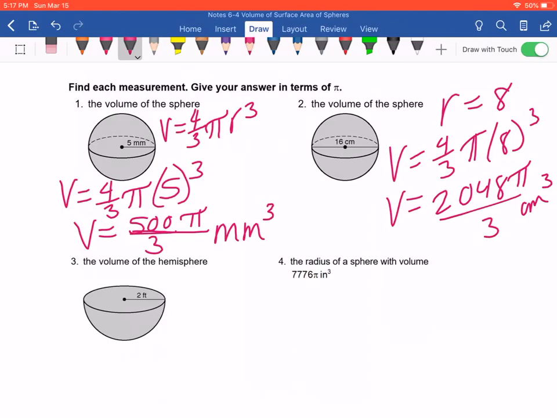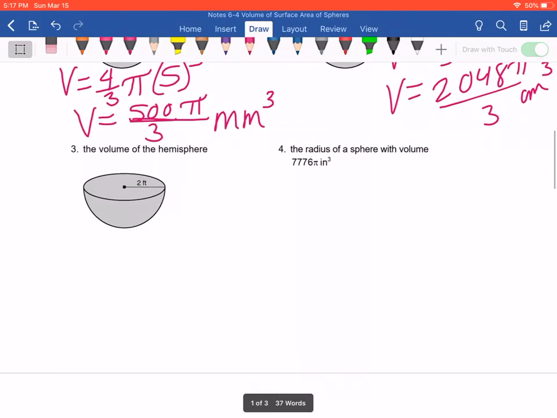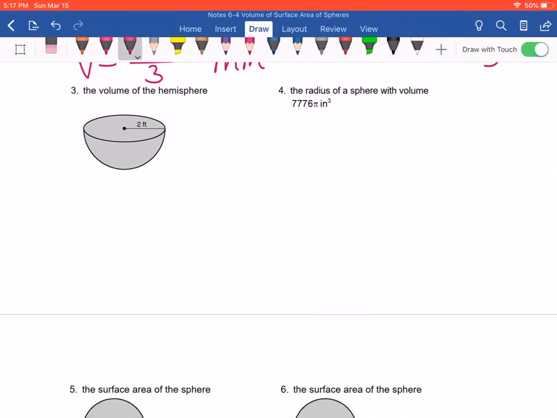All right, looking at number 3, you are asked to find the volume of the hemisphere. Well, be mindful, what is a hemisphere? A hemisphere is exactly half of a sphere. So when we go to use the formula to find the volume of the hemisphere, you want to take your sphere formula and divide it by 2 right from the beginning. So V is equal to 4/3 pi, our radius is 2, cubed, over 2. Why divided by 2? Because it's a hemisphere, right? It is only half of our sphere.